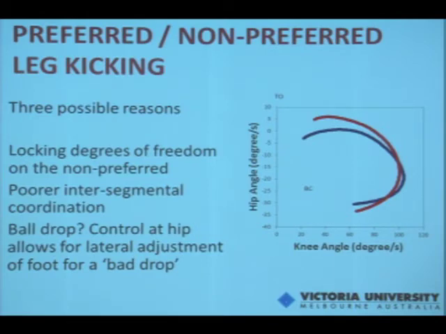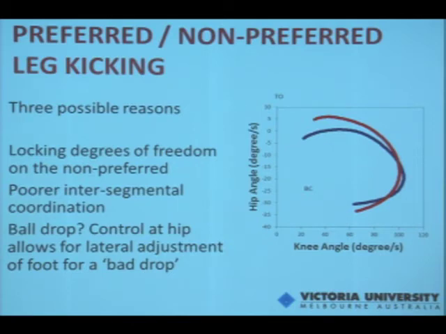So, three possible reasons for this. It was a very interesting finding. So it's potentially locking degrees of freedom. On the non-preferred leg, so for the less skilled leg, if you like, rather than trying to control pelvis, hip, knee, the major centre of control was the hip. So locking the degrees of freedom, aligning it with Bernstein's theory of the same. And certainly that could be the reason for why players are producing this movement.